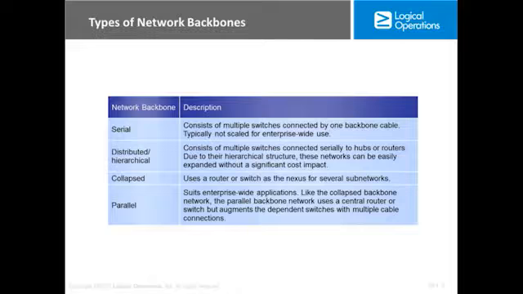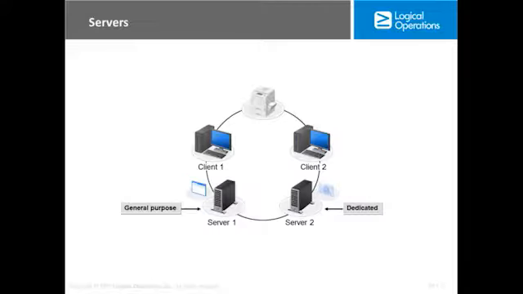We also could have a parallel backbone. It's similar to the collapsed backbone, but in addition to having a centralized switch or a router, it augments the dependent switches with multiple cable connections. So if something was to fail, you've got not just one cable there, but multiple cables running in parallel. So there's always a path for data to follow, even if one of the physical media were to break on you.